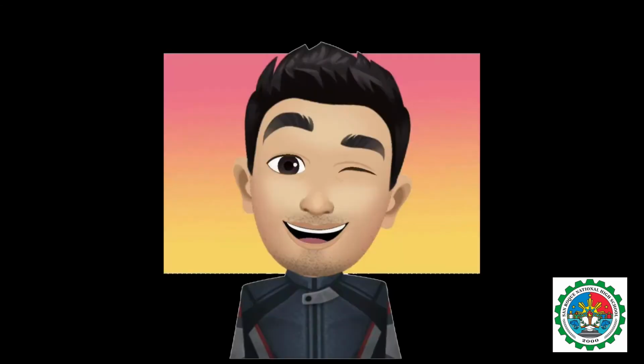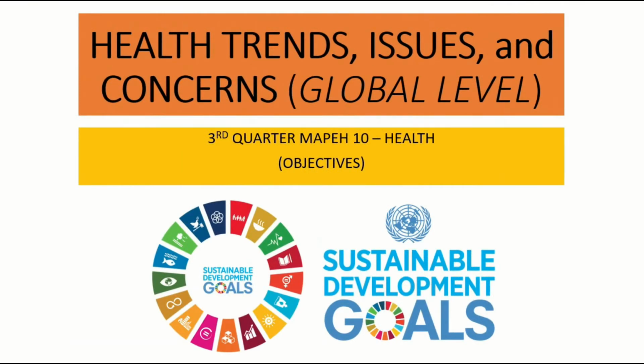And now, let's talk about the fourth component of MAPEH in the third quarter. We have Health, and our topic is all about health trends, issues, and concerns at the global level. You have learned in the second quarter the importance of knowing the health programs in your community. In this quarter, we will study some of the global health trends and issues as they affect your community, our community, family, and even your personal health concern.